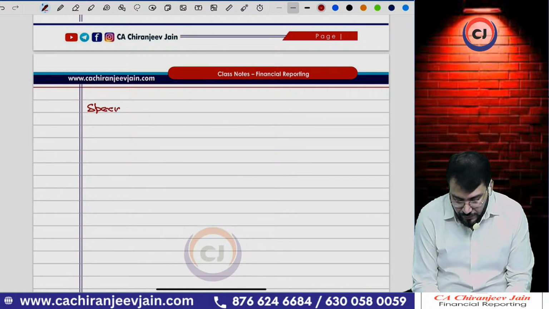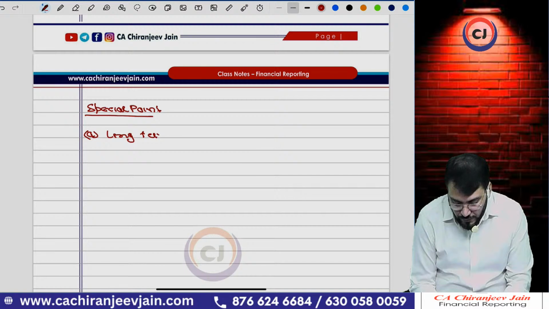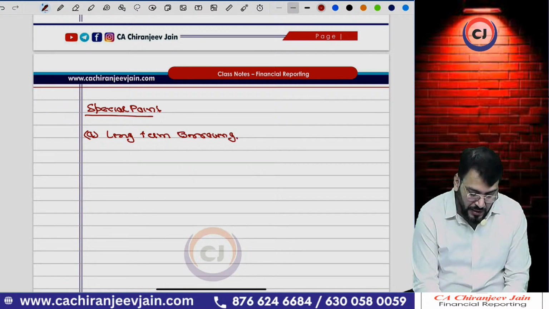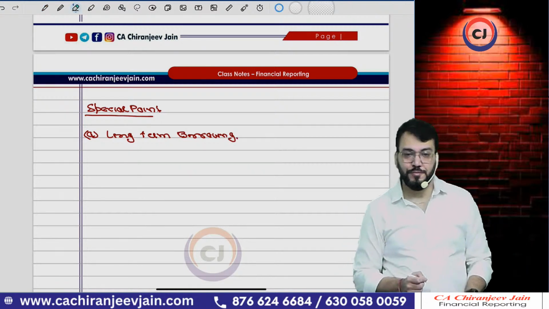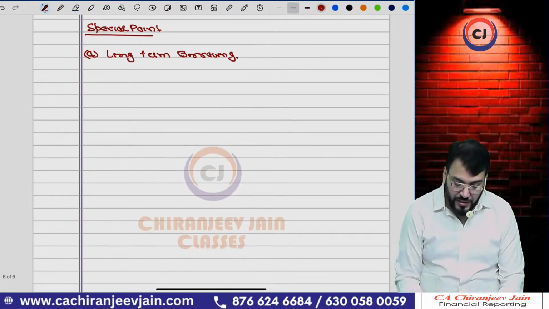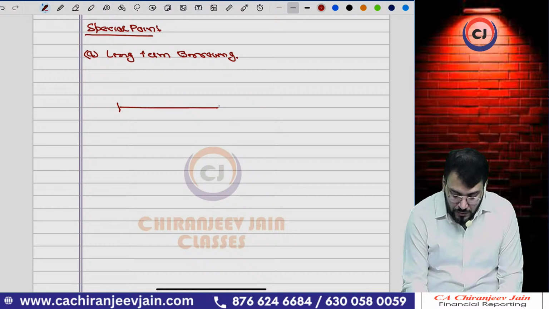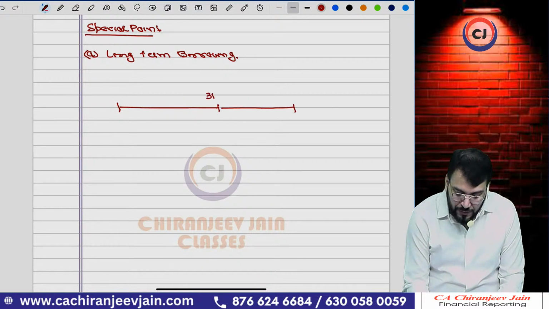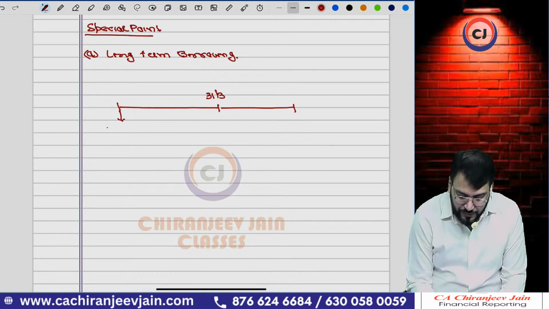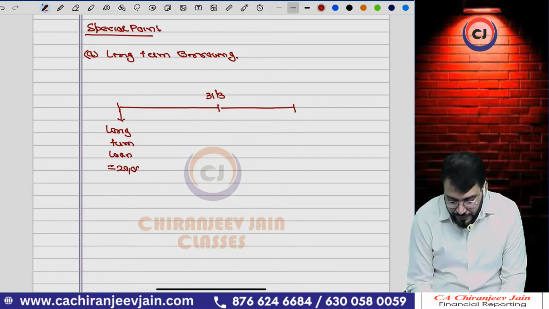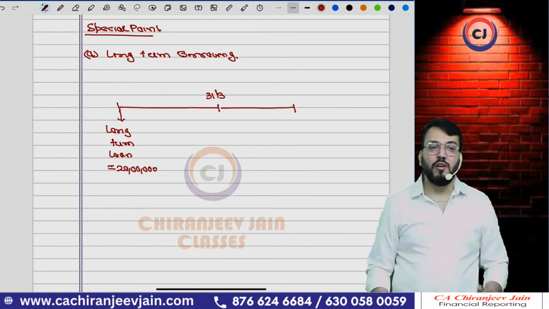First special point is about long-term borrowing. This was not in AS 4, so this is totally a new point for you. Try to understand the example. Before 31st March, the entity has taken a long-term loan from the bank of rupees 20 lakh.